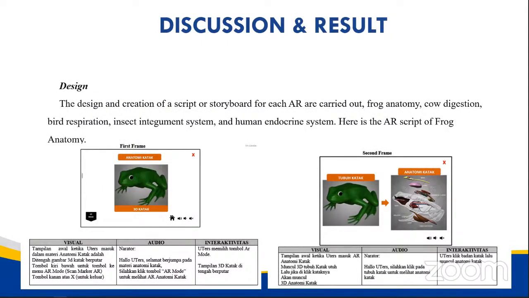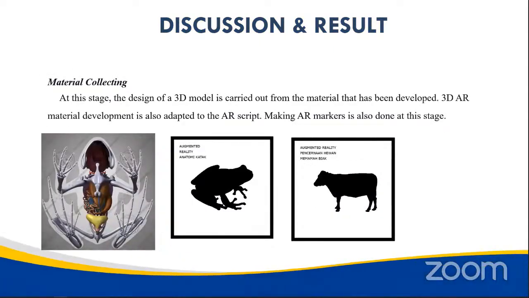Design. The design and creation of a script or storyboard for each AR are carried out: frog anatomy, cow digestion, bird respiratory, insect integument system, and human endocrine system. Here is the AR script of frog anatomy. Material collecting. At this stage, the design of a 3D model is carried out from the material that has been developed. 3D AR material development is also adapted onto the AR script. Making the AR marker is also done at this stage.